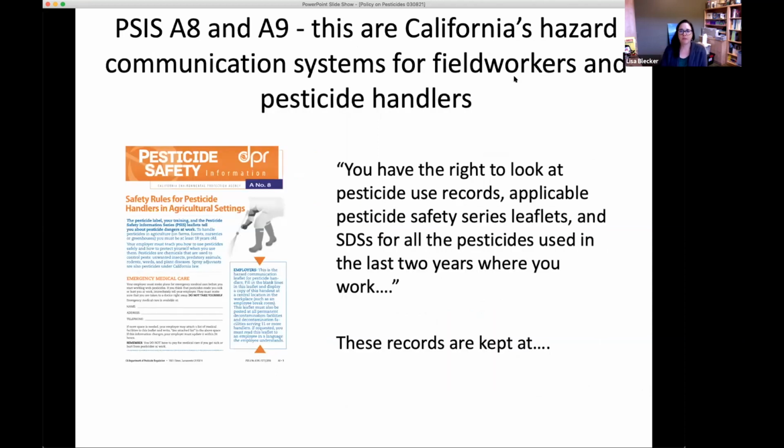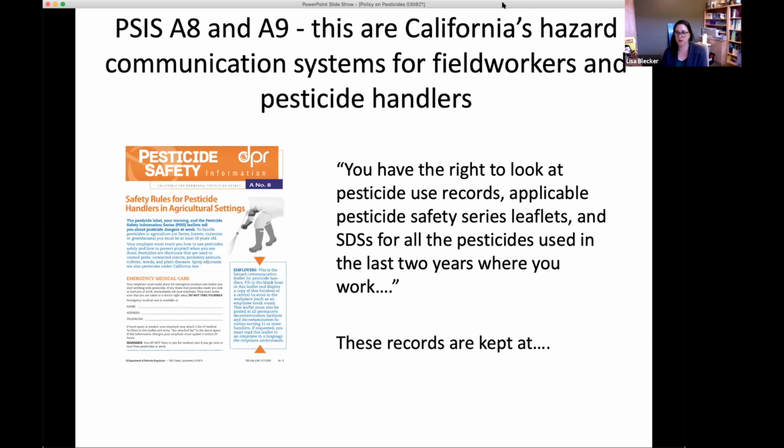So we have these things called Pesticide Safety Information Series, the A8 for ag handlers, and the A9 for field workers, which is ag, or also sometimes people are using the N8, which is non-ag for handlers. This is California's hazard communication system for our field workers and our pesticide handlers. So it says in these documents, you have the right to look at pesticide use records, applicable pesticide safety series leaflets, and safety data sheets for all the pesticides used where you work in the last 2 years.